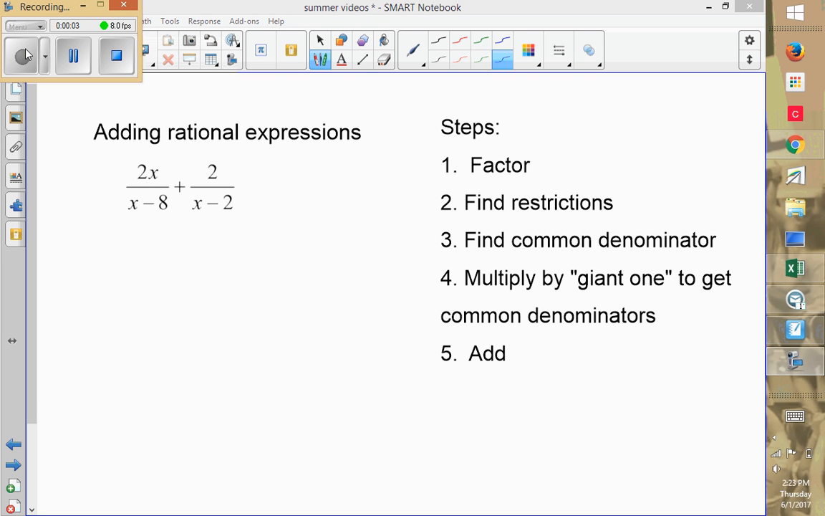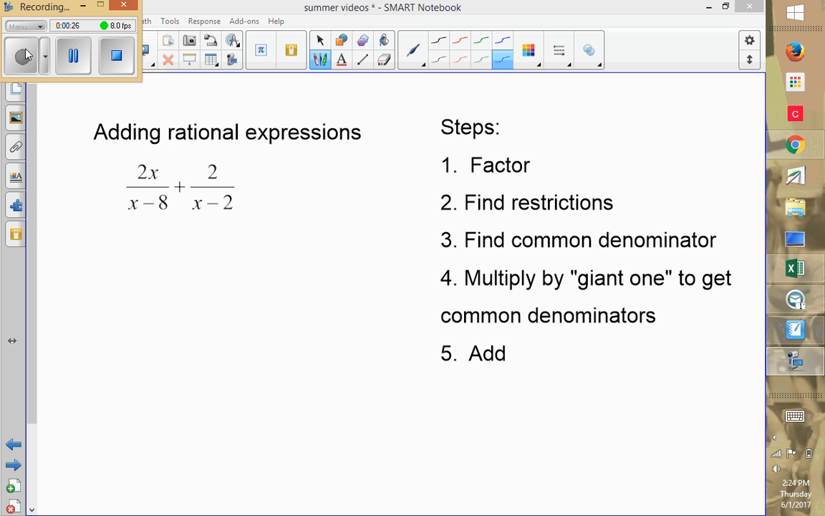We are going to talk about adding rational expressions together. Just like multiplying and dividing, you always want to look to see if you can factor anything with your rational expression. The example that I have here on the board does not have anything that needs to be factored, so we can move on to the second step.